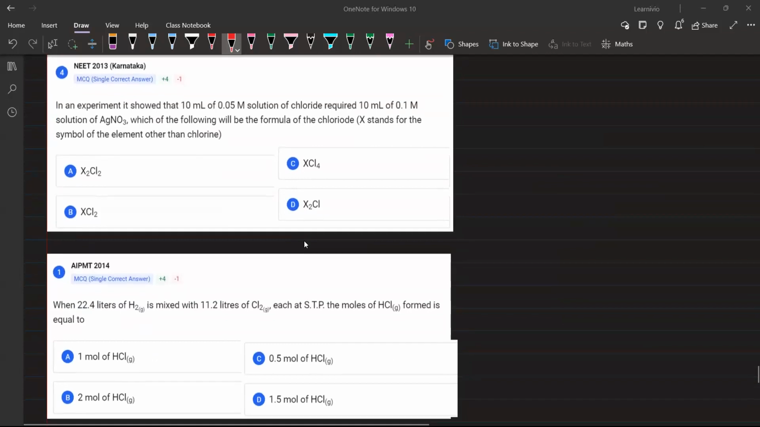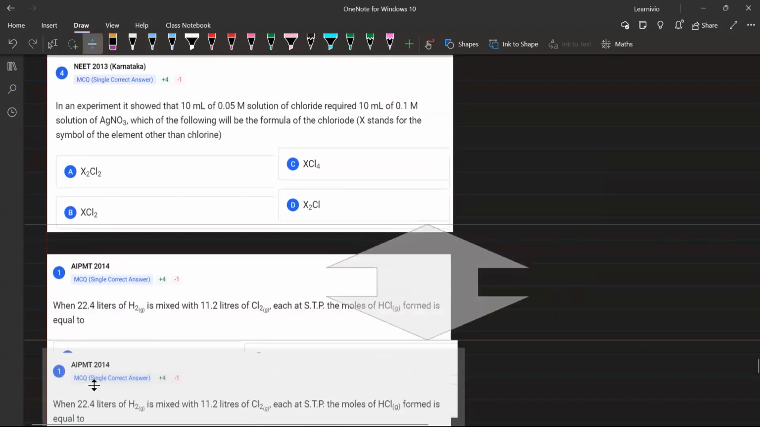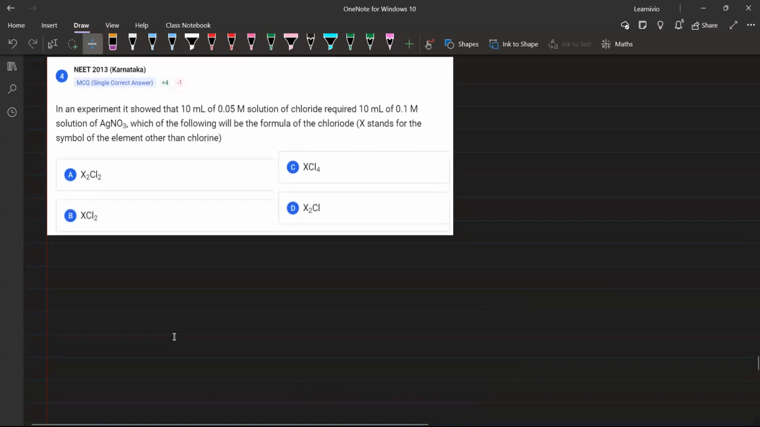Can we try this? In an experiment, it showed that 10 ml of 0.05 molar solution of chloride required 10 ml of 0.1 molar solution of AgNO3. Which is the formula of the chloride? X stands for the simple unit other than Pb.